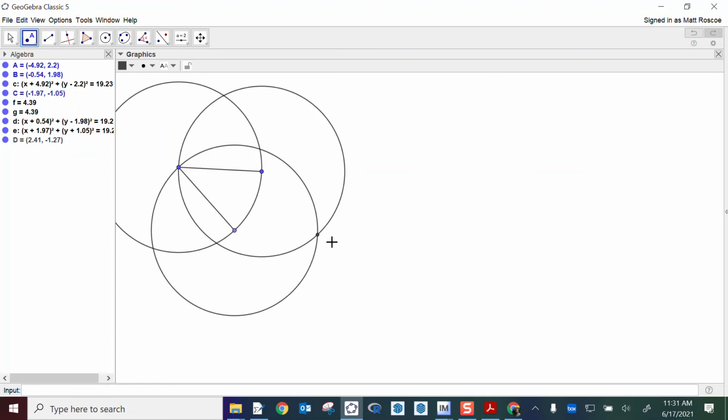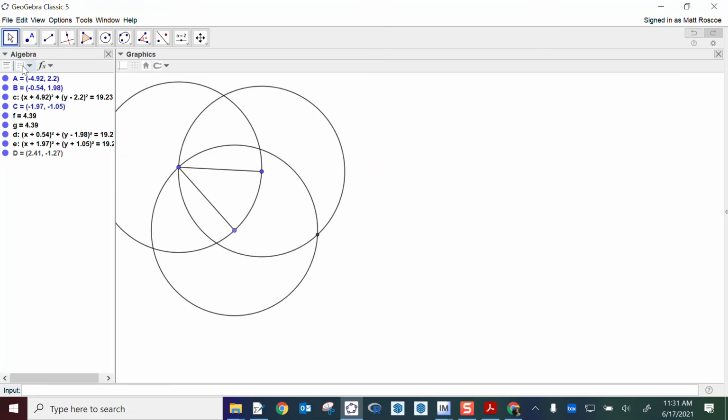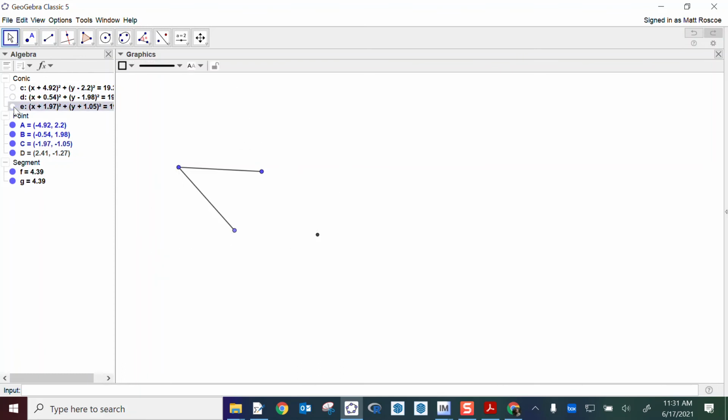And so now I could probably get rid of the circles. I've got the four points I need. Now, one of the things I like to do in the algebra view is to organize things by object type. When you organize by object type, you can see what are points, what are segments, what are conics, and conics here are circles. So I'm just going to hide those circles. I didn't get rid of them. They're still there. Does everybody see that? I turn that on and off.